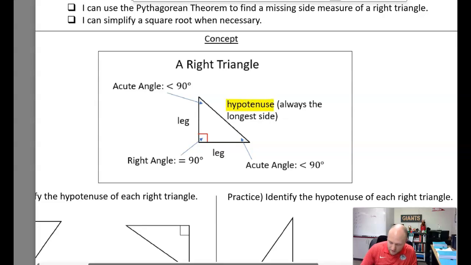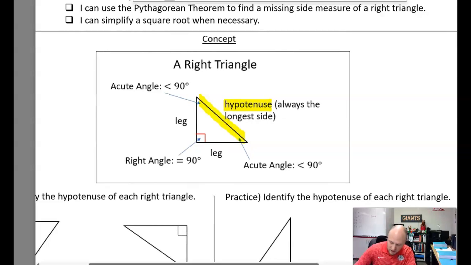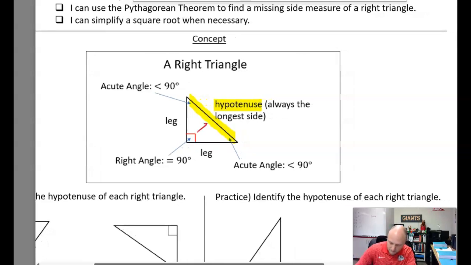We're going to also review what a hypotenuse is. A hypotenuse is always the longest side, and it is directly across from your right angle. So here's your 90-degree angle. That's going to be the hypotenuse. The other two sides are what we call legs, and they are what form the 90-degree angle. So if you're ever unsure, your legs form your 90-degree angle. The hypotenuse is the side across, and that is always your longest side.